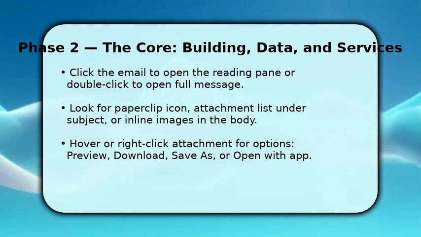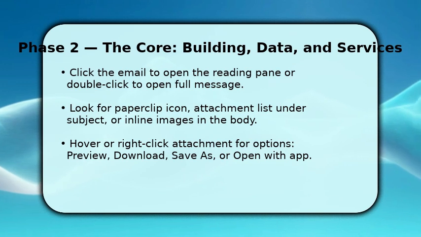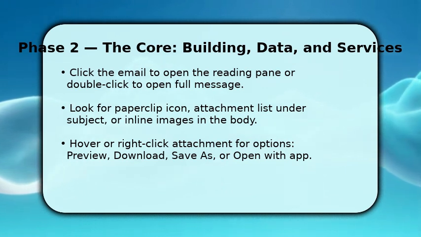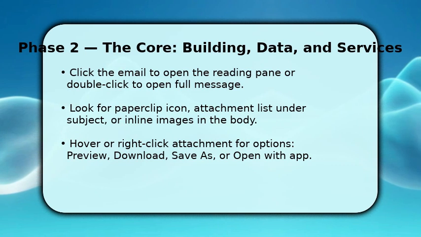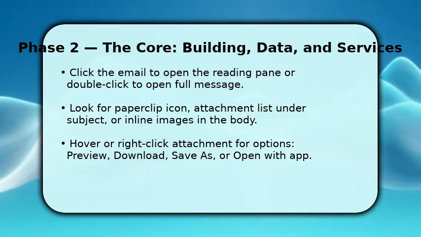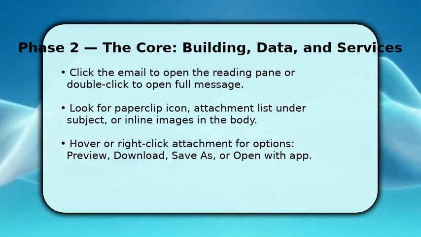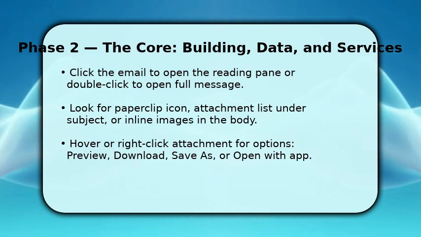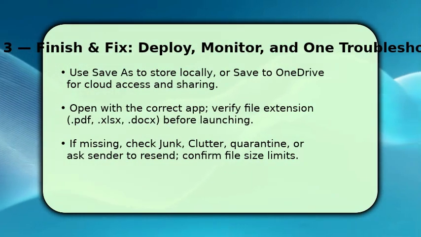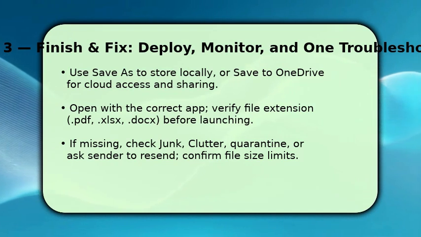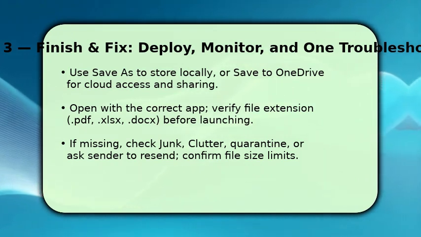Once you find the right file, hover or right-click to reveal actions: preview, download, save as, print, or open with. If the attachment is large, Outlook might show a cloud link instead of a direct file. Click that to access. After previewing, choose Save As to keep a local copy or save to OneDrive for cloud access and sharing. Open the saved file with the correct application.